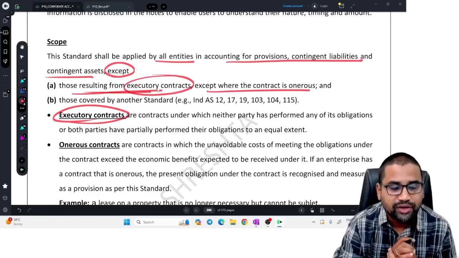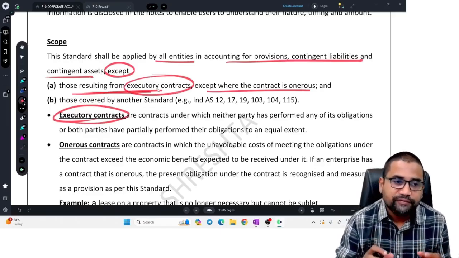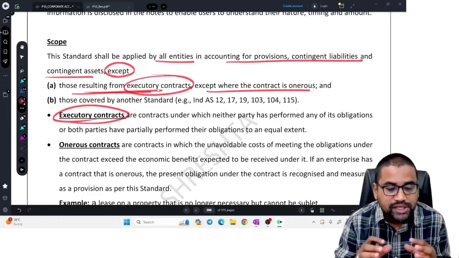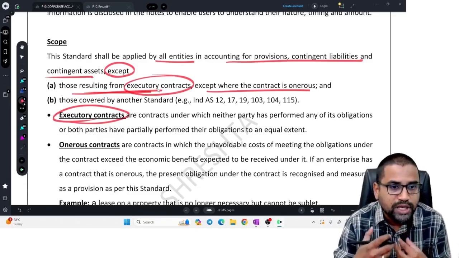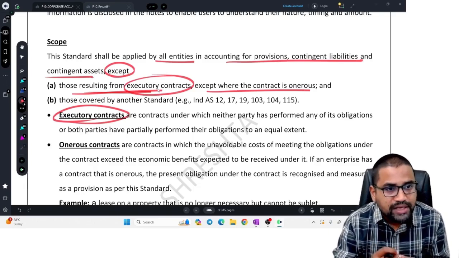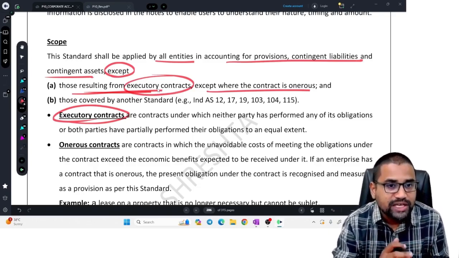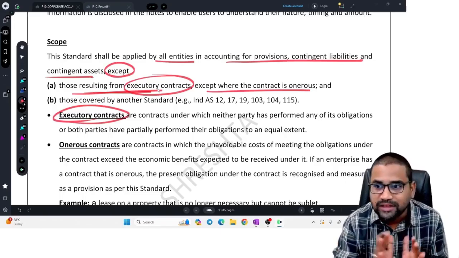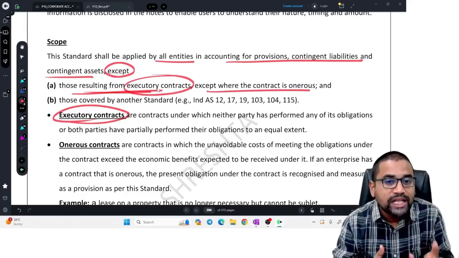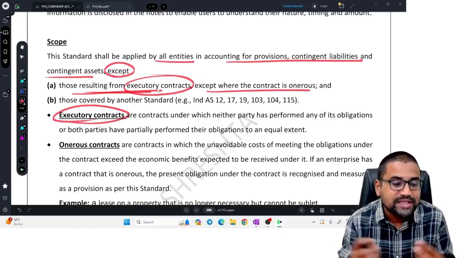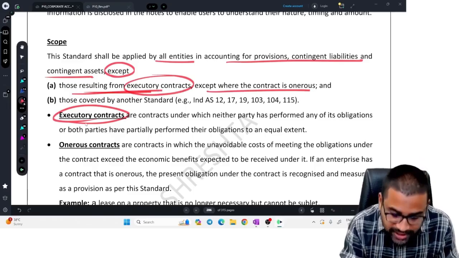What are these executory contracts? An executory contract means a contract in which either of the parties has partially performed their obligations to an equal extent, or they have not performed anything. Therefore, no party has the right to legally enforce the other party, since they have not performed or have equally performed. That is called an executory contract.